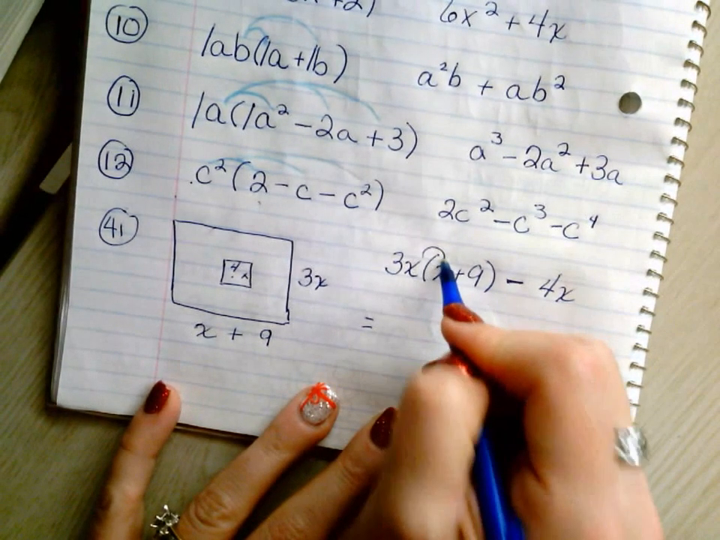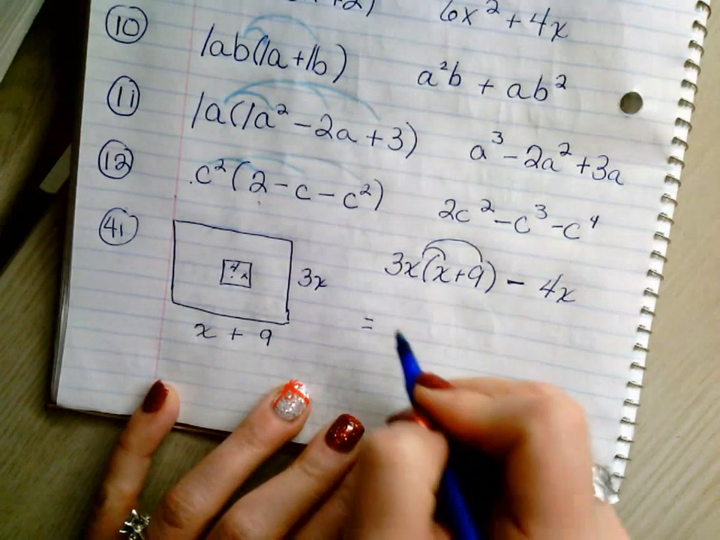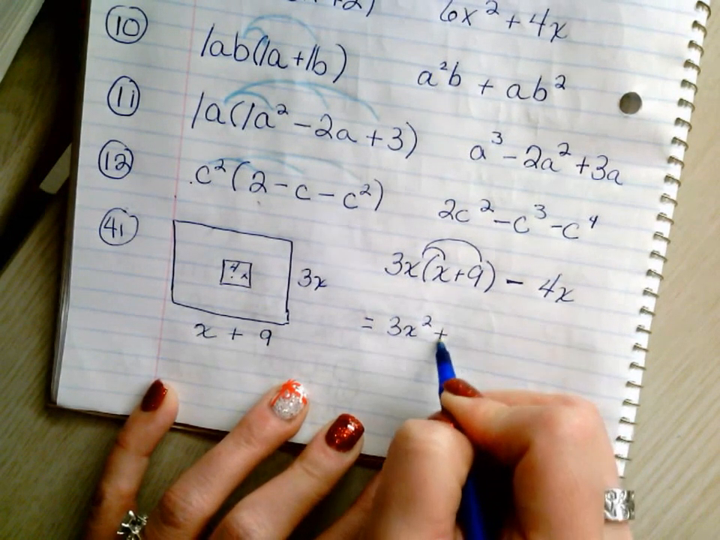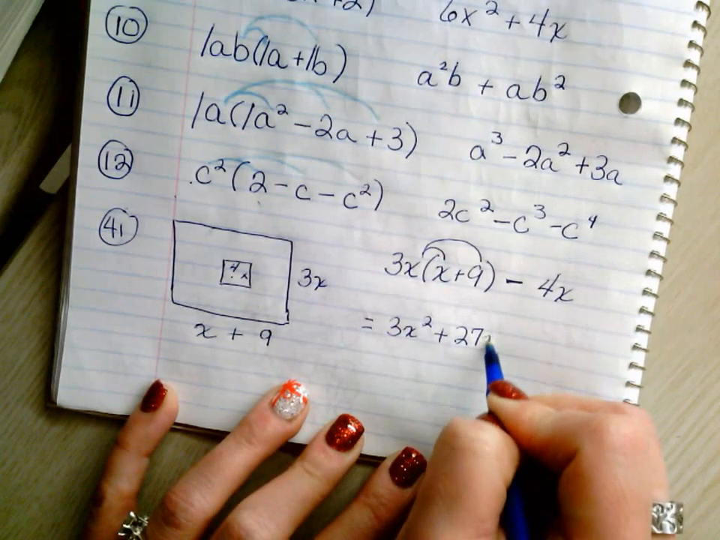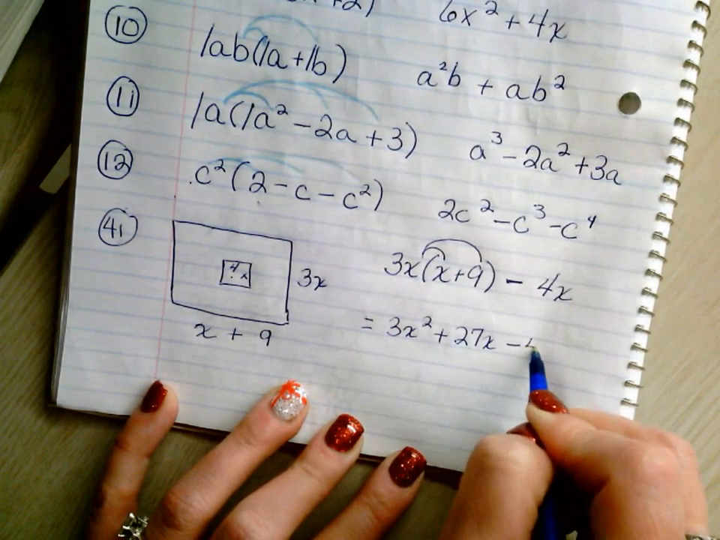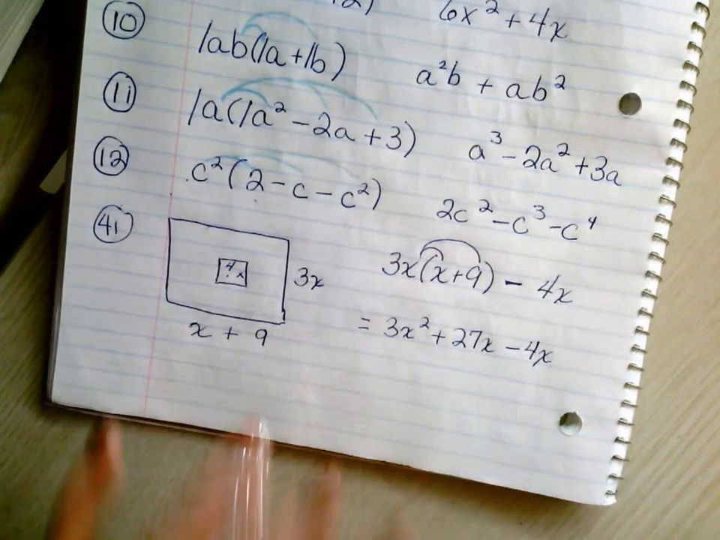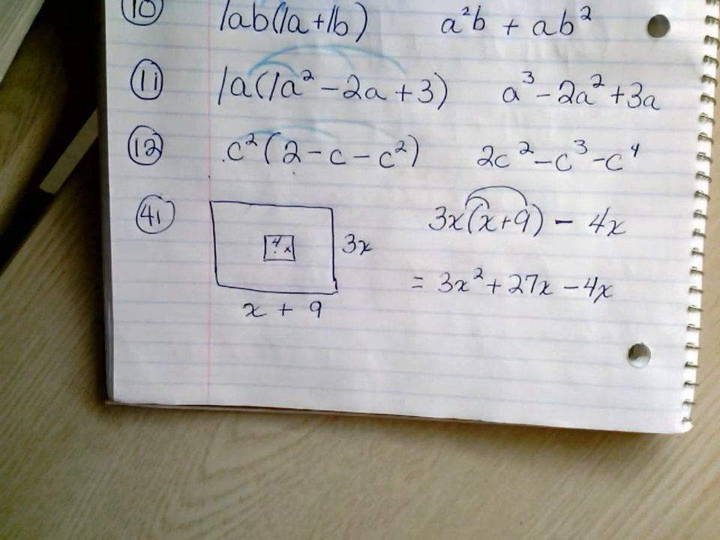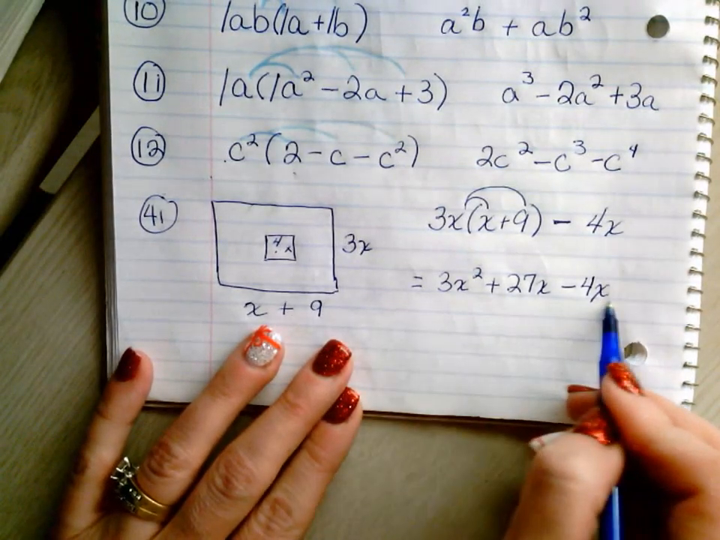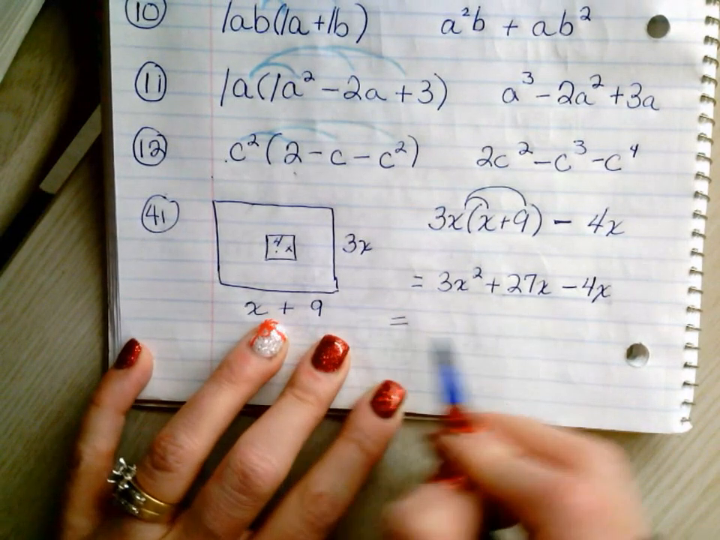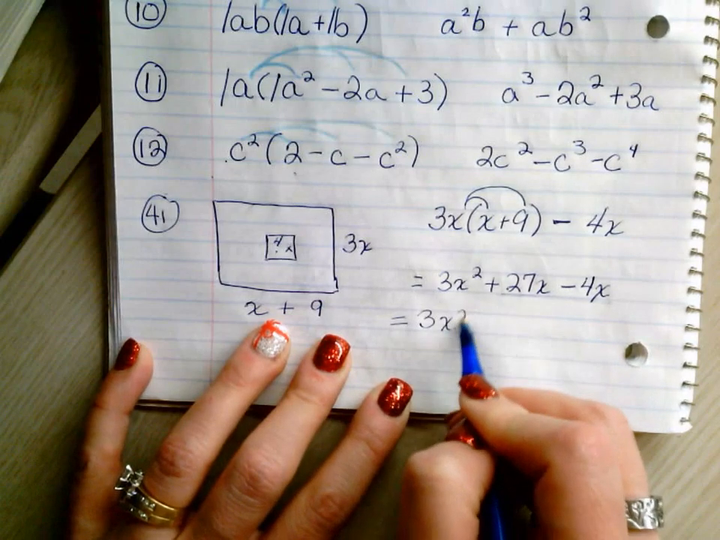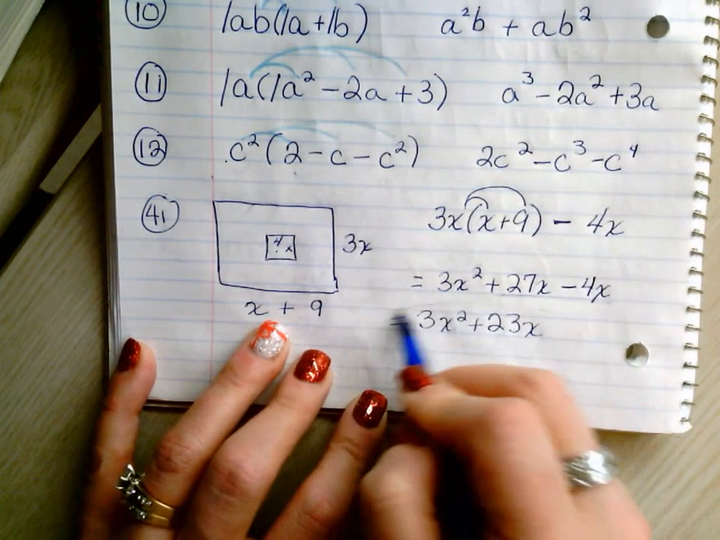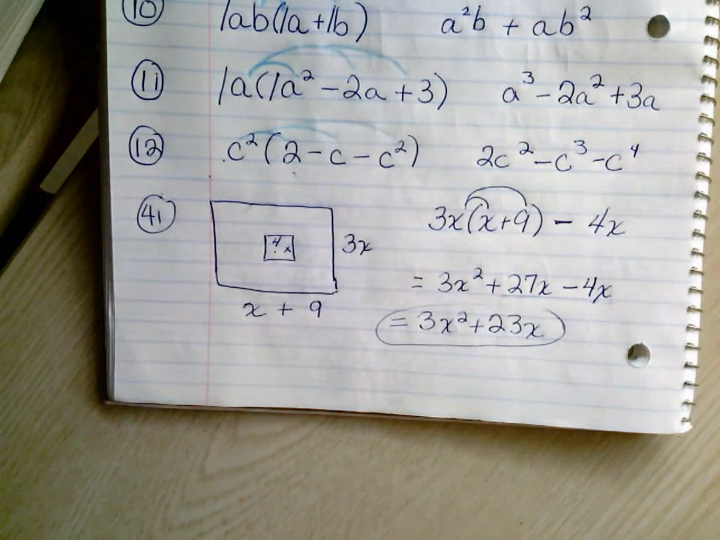Okay? So it's going to look something like this. 3x squared plus 27x minus 4x. Are we done? What else can we do? Collect like terms. By simplifying this piece here, you'll end up with 3x squared plus 23x. That, my friends, is going to be your answer.